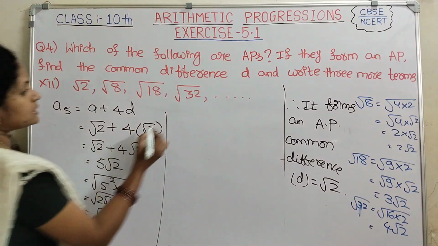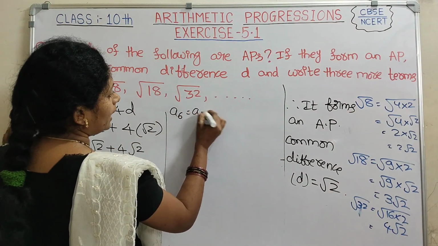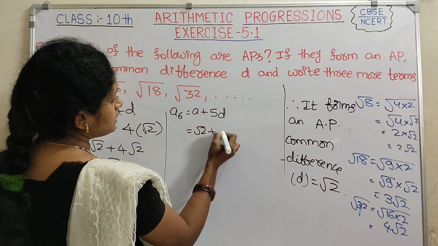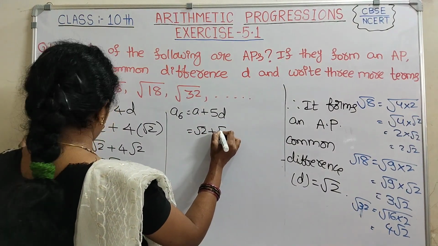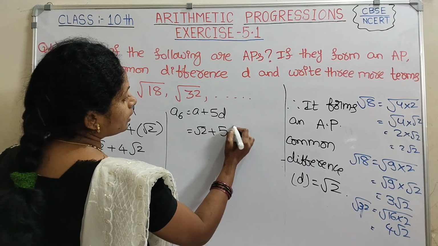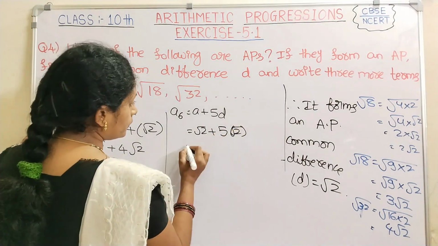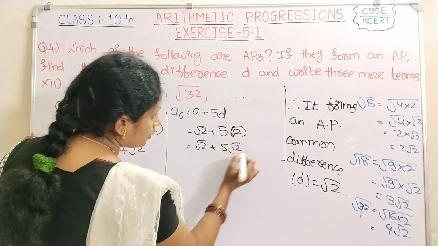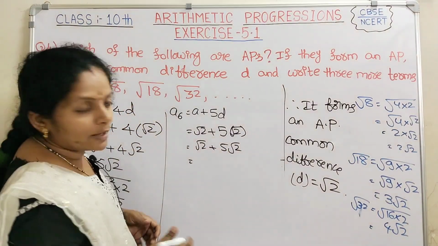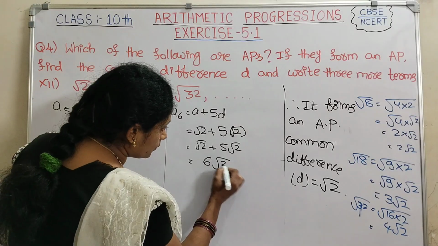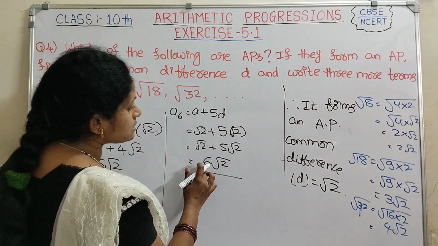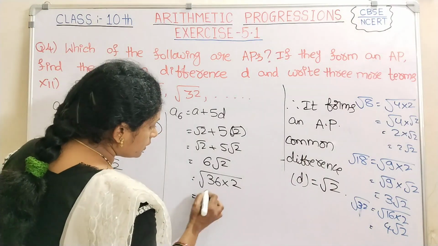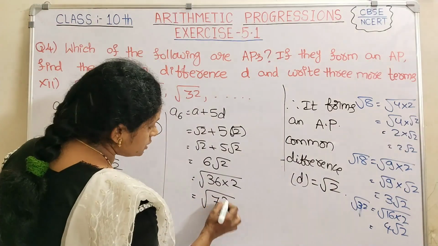Next, A6. A plus 5 into D. A is root 2 plus 5 into root 2. Root 2 plus 5 root 2. If we add both of them, we get 6 root 2. We can write this as 6 square, 36 into 2. 36 into 2, it is the root of 72.